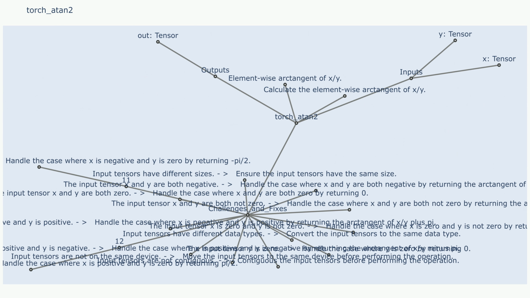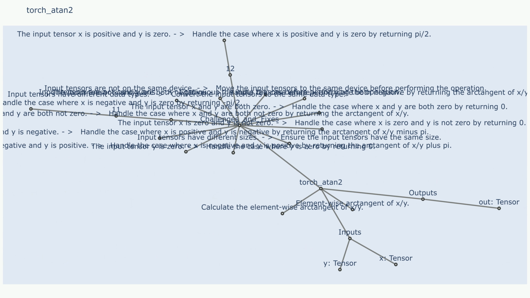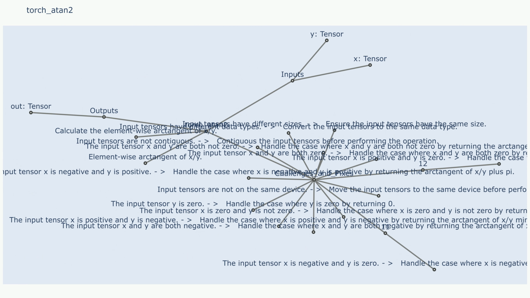Inputs. Input 1, y, a tensor of values representing the y coordinates of the points. Input 2, x, a tensor of values representing the x coordinates of the points. Outputs. Output 1, a tensor containing the arctangent of y/x in the range of -pi to pi.